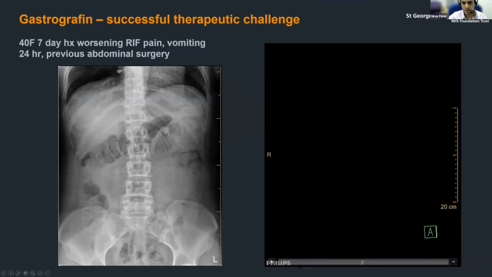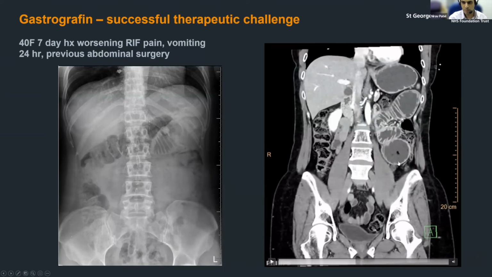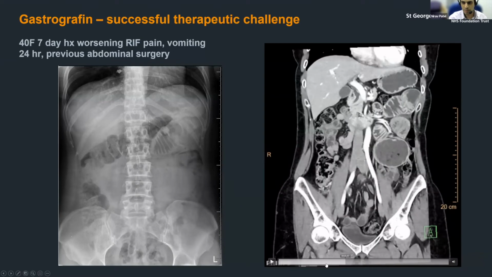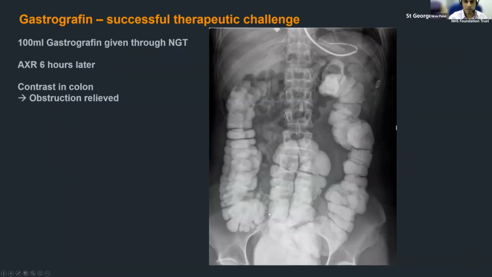You can see a proximal bowel obstruction here, a nicely distended stomach and distended loops of bowel, and this was down to an adhesional small bowel obstruction. This patient had gastrografin. You can see at 6 hours it's all the way through into the colon, down to the rectum there. So, a successful gastrografin challenge.